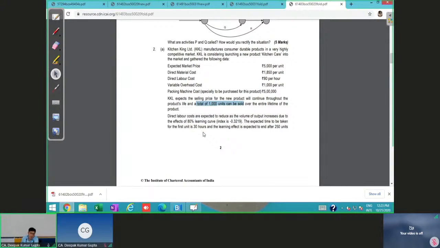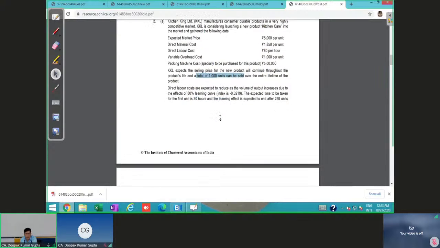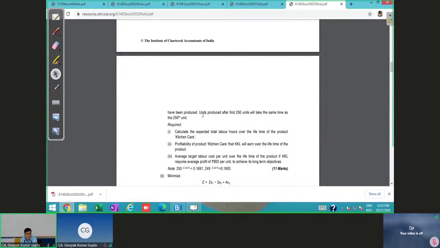Direct labor costs are expected to reduce as the volume of output increases due to the effects of an 80% learning curve. The expected time to be taken for the first unit is 30 hours and the learning effect is expected to end after 250 units. Units produced after the first 250 units will take the same time as the 250th unit.